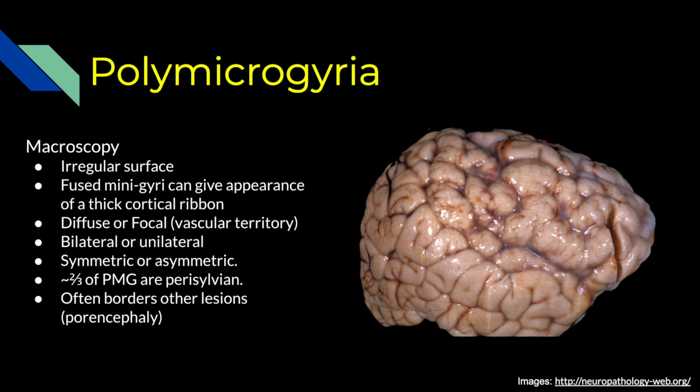Macroscopically, though, you're going to see an irregular bumpy surface. Again, usually in the MCA territory, perhaps there's some microgyri here. This area is suspicious as well. Really composed of mini fused gyri, giving this Moroccan leather appearance. It can be diffuse or focal, depending on where the insult is, bilateral or unilateral, symmetric or asymmetric. And in 2/3, they're in this parasylvian distribution with the MCA distribution.